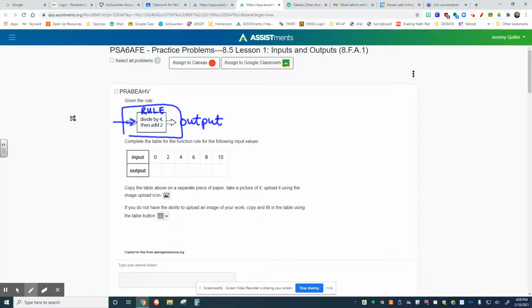So our input, as it comes in, when we talk about the input 0, 0 divided by 4 is 0, and then I add 2 to that, and I get 2. One of the ways that we might think about this is that the input x is being divided by 4, and then add 2. And so our rule, sometimes it might be helpful to see it as an expression, and that might help us a little bit.